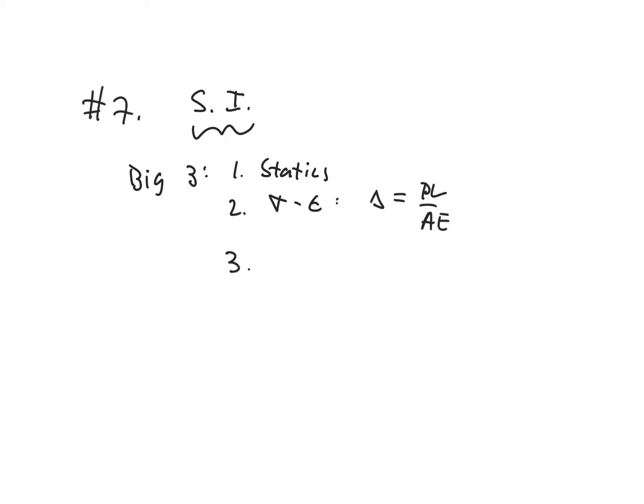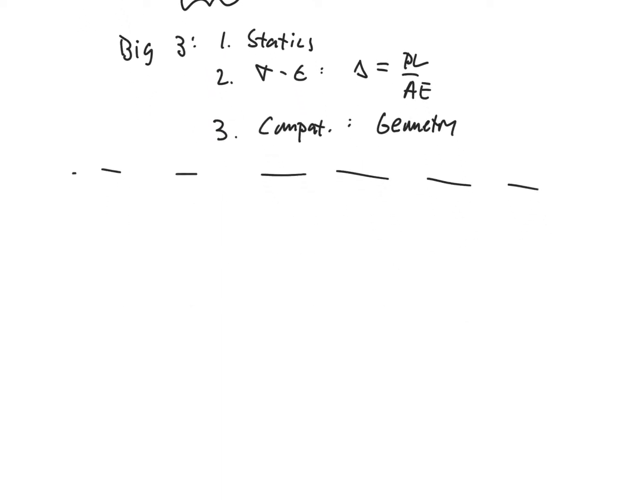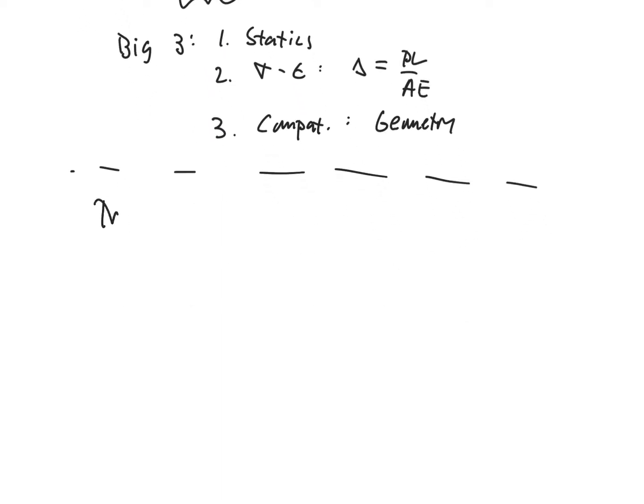The third tool that we need is compatibility, and I'm going to abbreviate that. Compatibility is basically that the deformed geometry has to be acceptable. There can't be any gaps or voids in that. So there are three tools that we use to solve these problems. Now it also turns out that there are three of something else. So there are three main types of problem for an axially loaded bar.